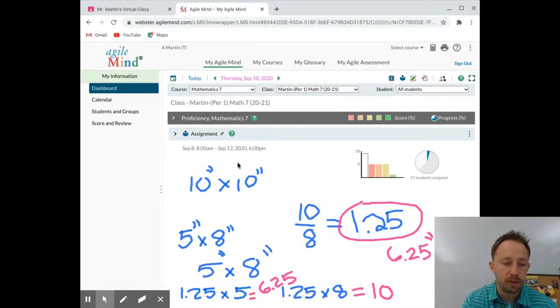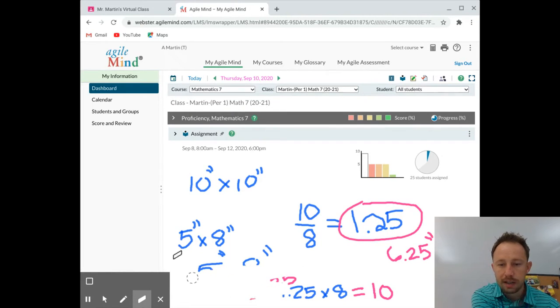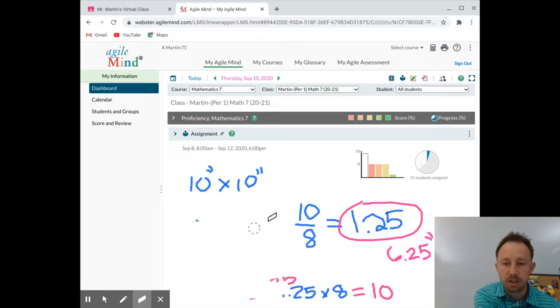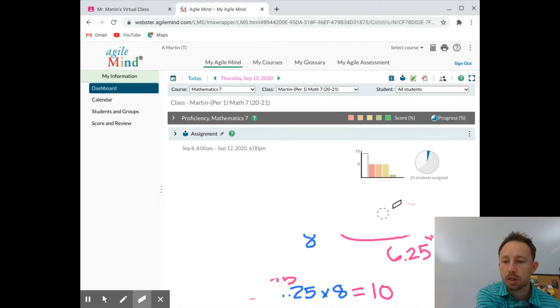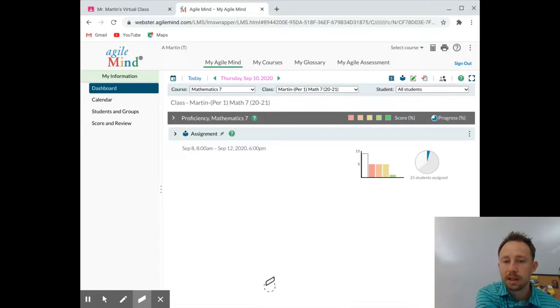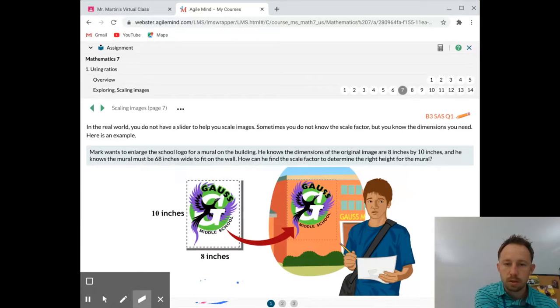So I'm going to erase this off of here, and we are going to get ready to go to our next slide in exploring our scaling images. And so we're going to be on page 7 of the computer, and in our book, we should be on page 9. So make sure you have your math book open. All right. Faith, will you read this for us, please? I want you to read all of it.